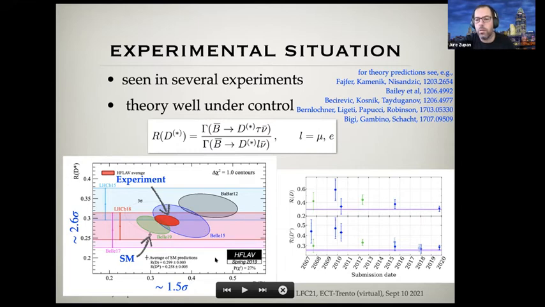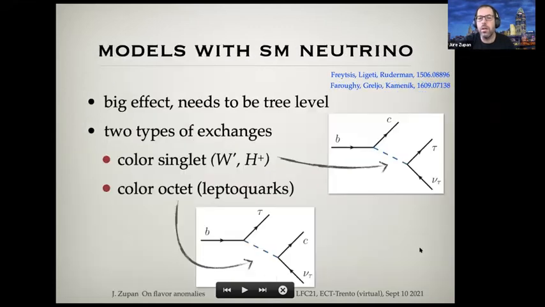Another thing which is maybe important to keep in mind psychologically is which measurements drive the difference. So that's different measurements for R_D star as a function of the submission date. And the discrepancies are really driven by the BaBar data. The more recent Belle analyses are somehow much closer to the standard model.